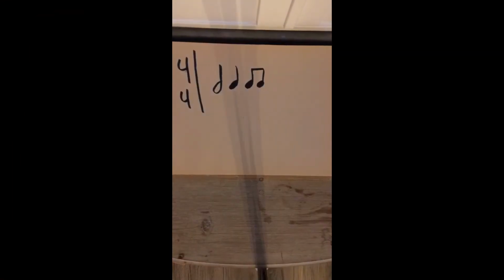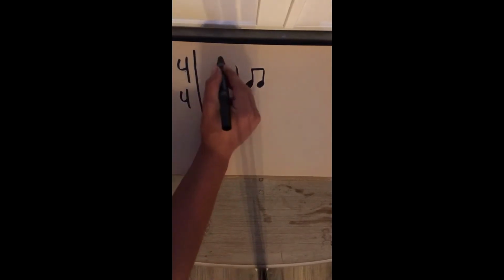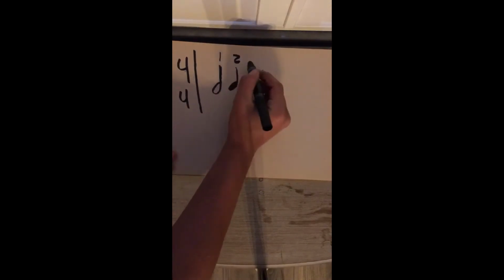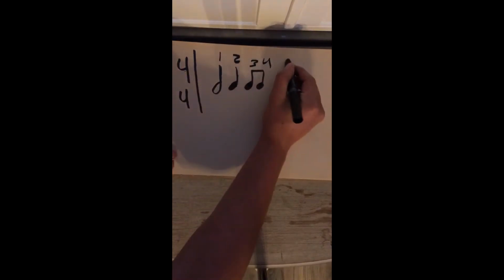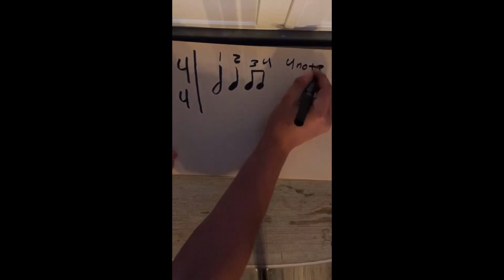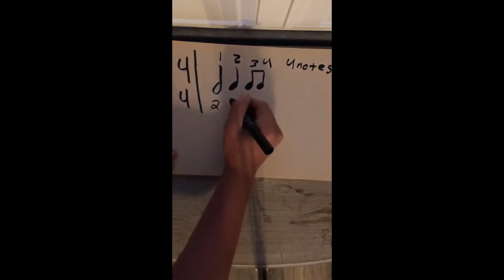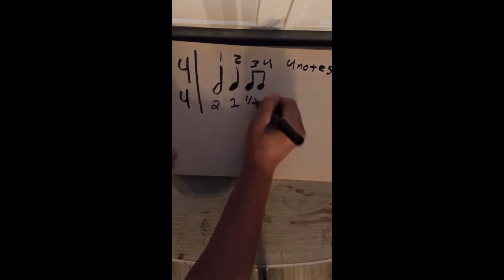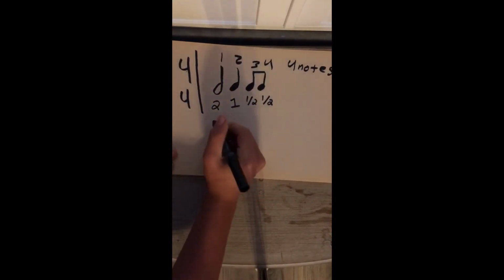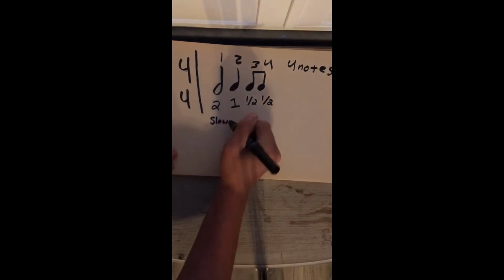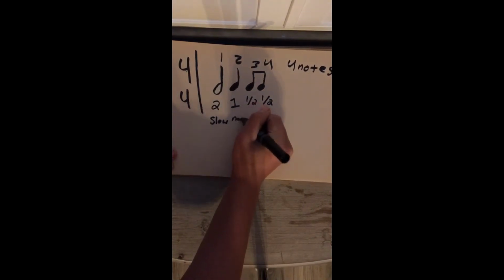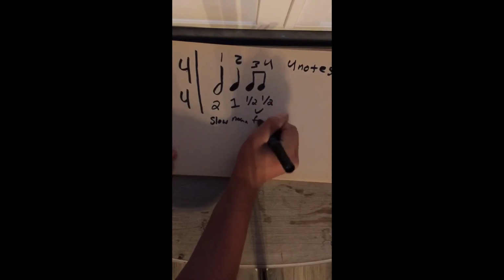Let's try a new problem. Now that you know how to solve it, let's do the steps that we learned and use them to our advantage. How many notes are in this measure? 1, 2, 3, 4. There's 4 notes. How many beats are each note worth? 2 beats, 1 beat, half a beat, and half a beat. So we know it's going to be slow, normal, and fast.